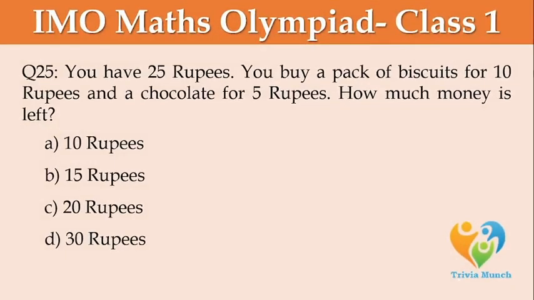You have 25 rupees. You buy a pack of biscuits for 10 rupees and a chocolate for 5 rupees. How much money is left? Option A 10 rupees, option B 15 rupees, option C 20 rupees, option D 30 rupees.